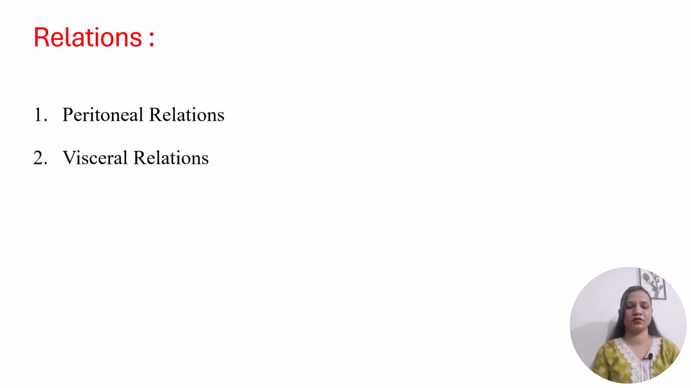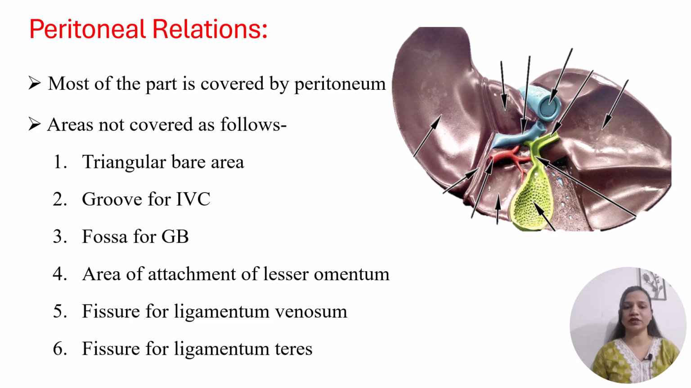So first we'll discuss the peritoneal relations. Most of the area of the liver is actually covered by peritoneum. We already discussed that there are true ligaments of the liver, which are actually the peritoneum layers. They are present all over the liver and support the liver to be in position. So most of the part is already covered by the peritoneum, and the areas which are not covered by the peritoneum are as follows.